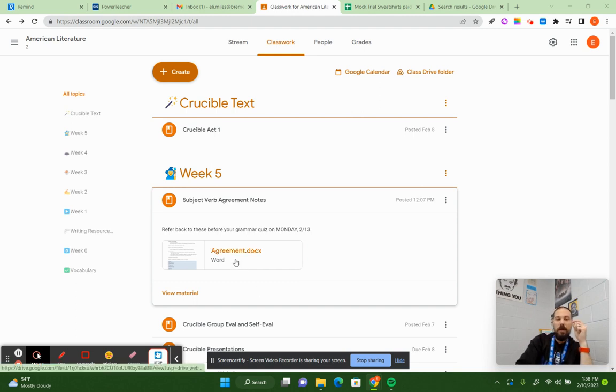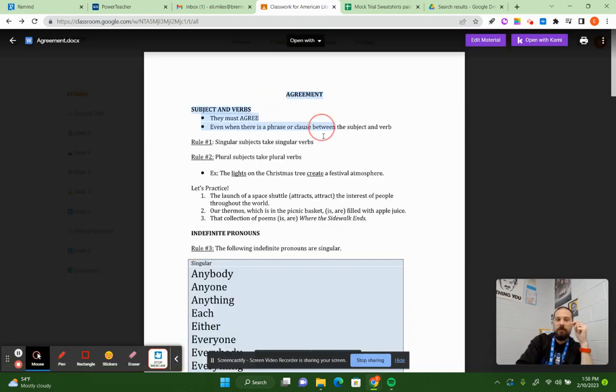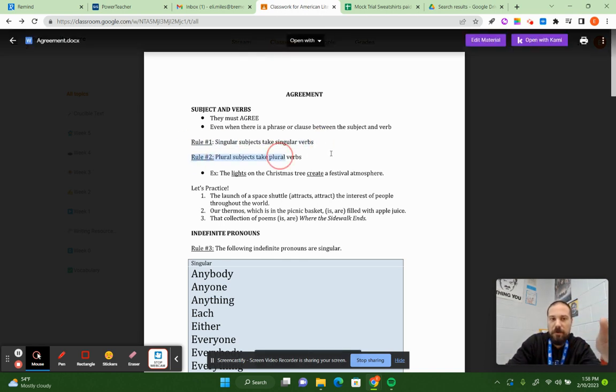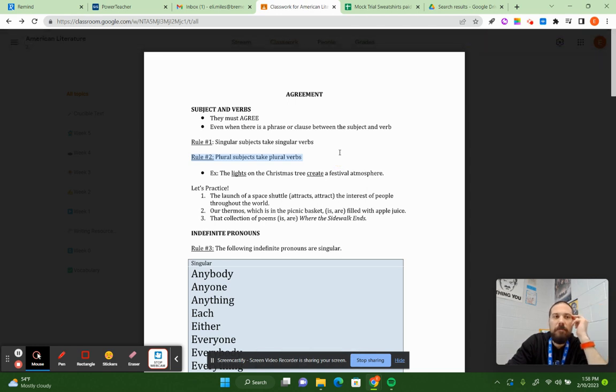Okay, so right here are your notes for subject-verb agreement. Subject-verb agreement is the foundation upon which we are going to build the next couple grammar standards. The first thing that we need to know is that subjects and verbs must agree in number. By that I mean singular versus plural, one versus multiple. That's all that means. So singular subjects take singular verbs, plural subjects take plural verbs.